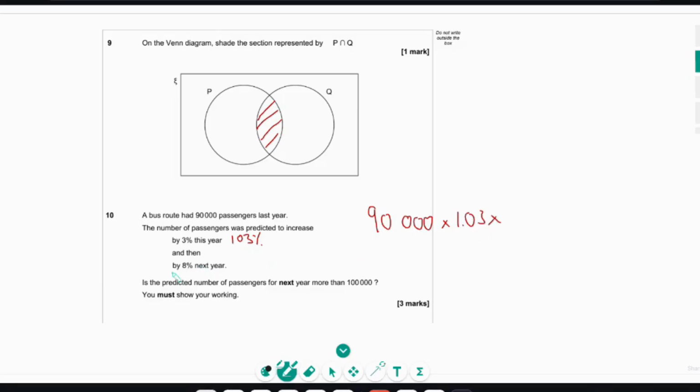And then same with here, I'm going to increase it after that by 8%. 100% plus 8% is 108%. Divided by 100, 1.08. So 90,000 times 1.03 times 1.08.